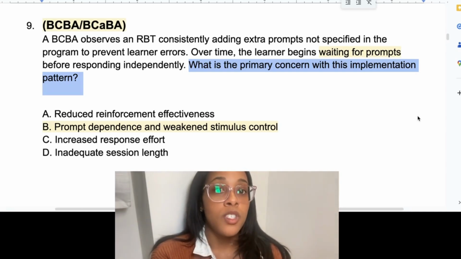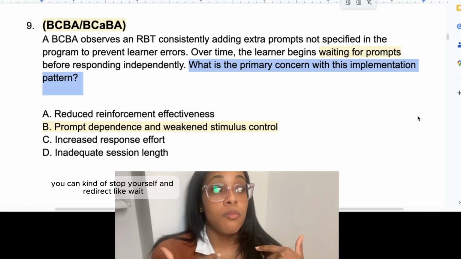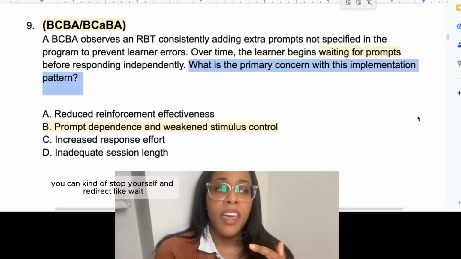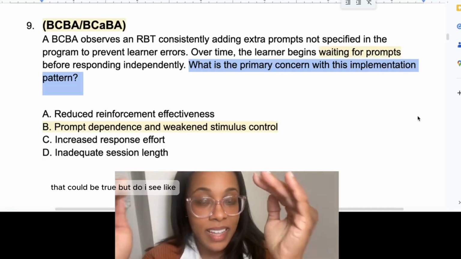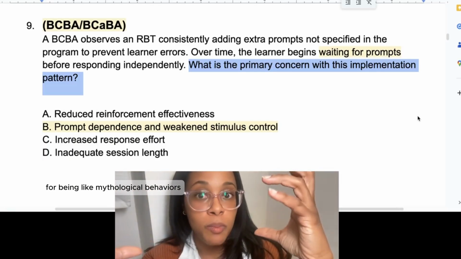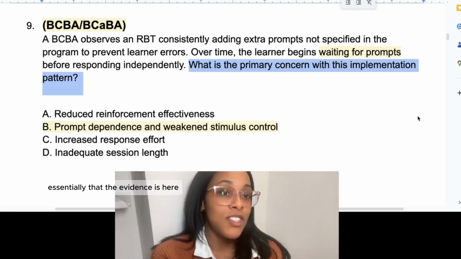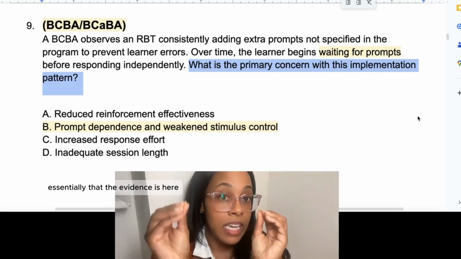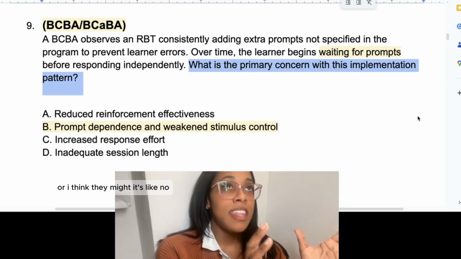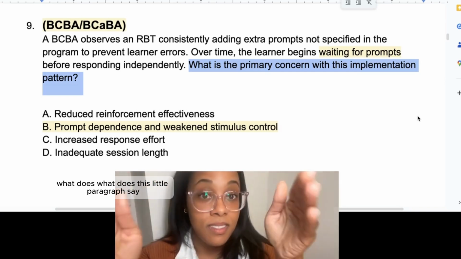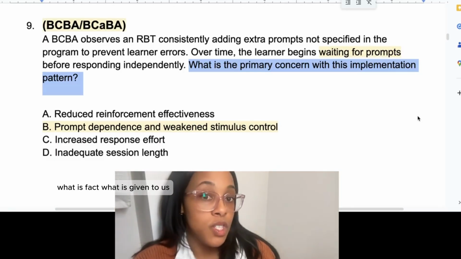So this is a good thing, that you make these, I won't even say mistakes, that you have these observations now. You are taking your exam, whether it is the RBT or the BCBA exam, you can stop yourself and redirect, like, wait, that could be true, but if we're being very literal, if we're being methodological behaviorists, can I observe and measure that the evidence is here? It's not that I infer, or they're probably going to, or I think they might. It's like, no, what does this little paragraph say? What is fact? What is given to us for sure?